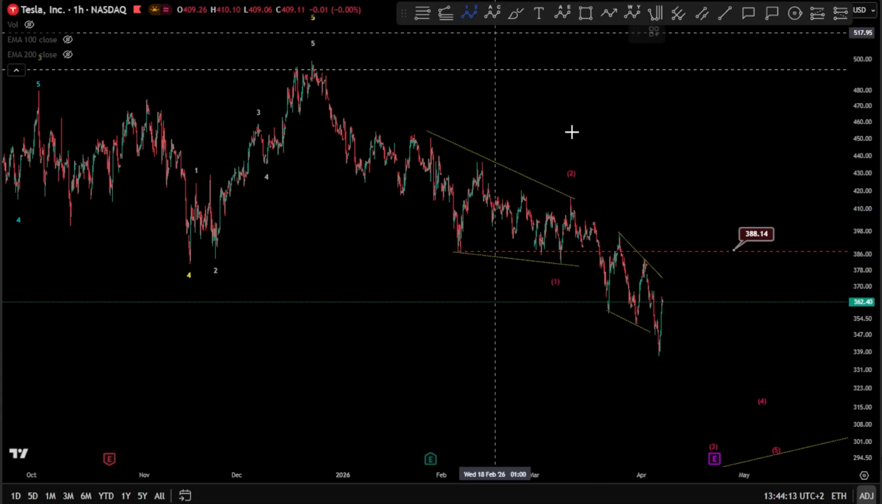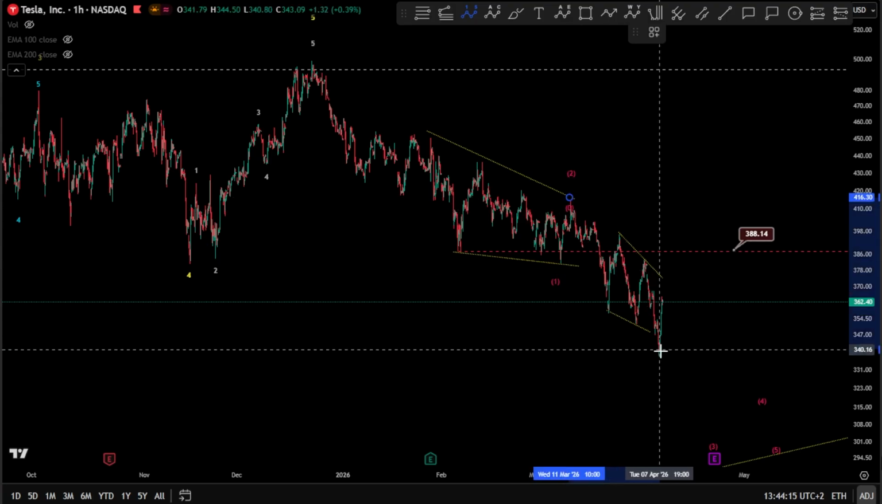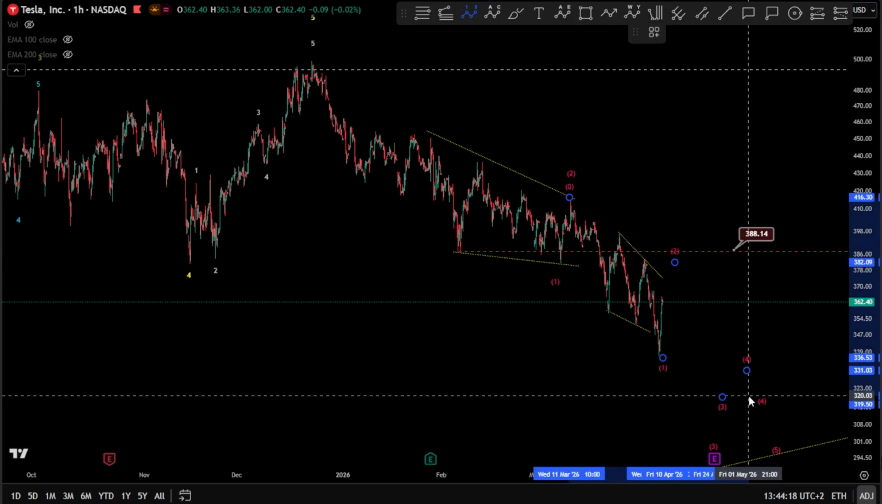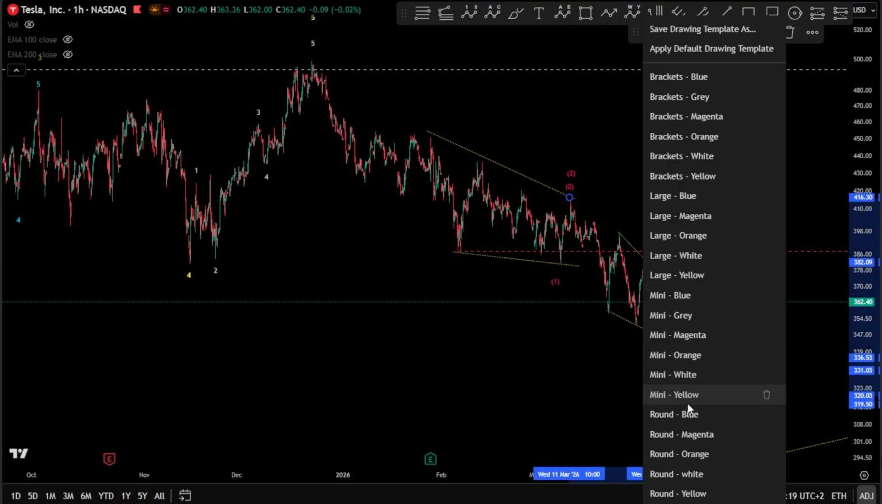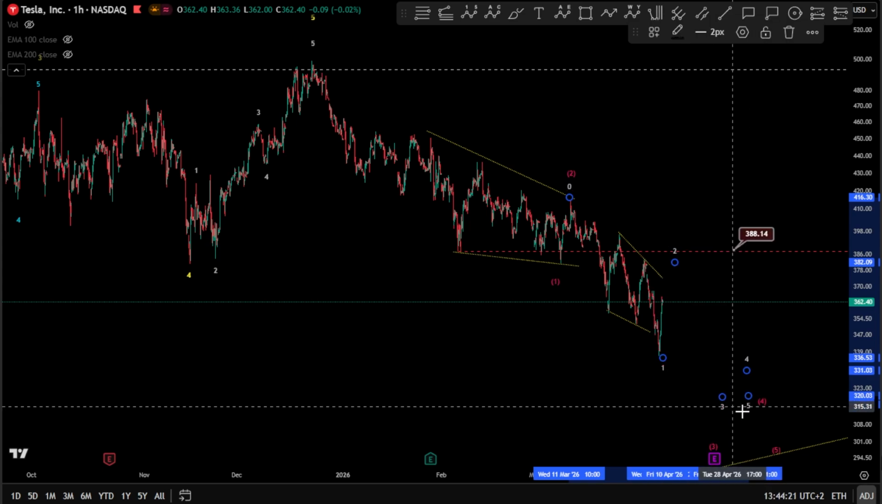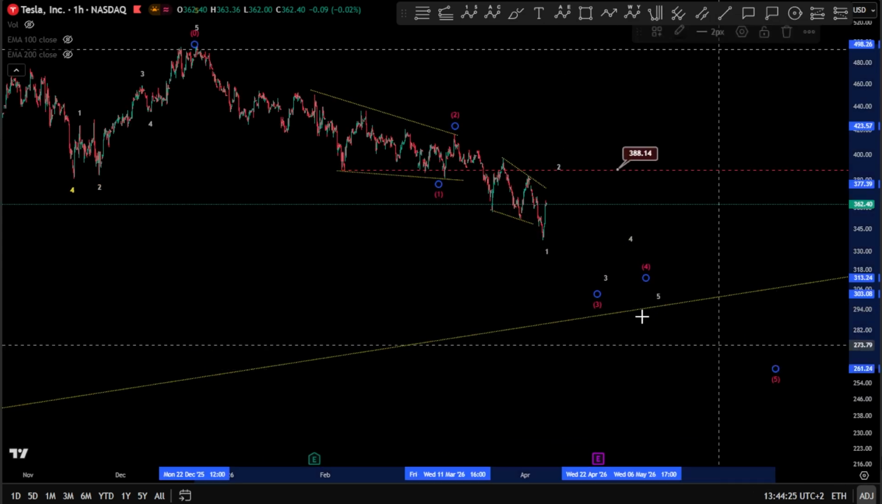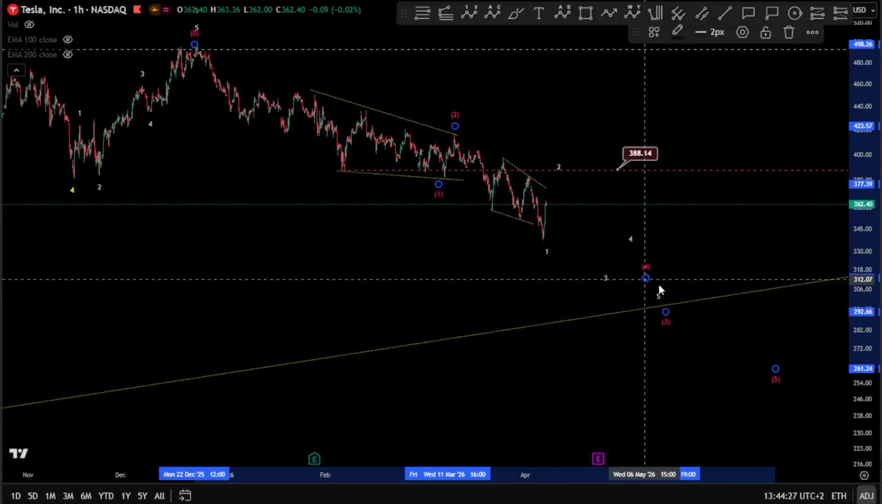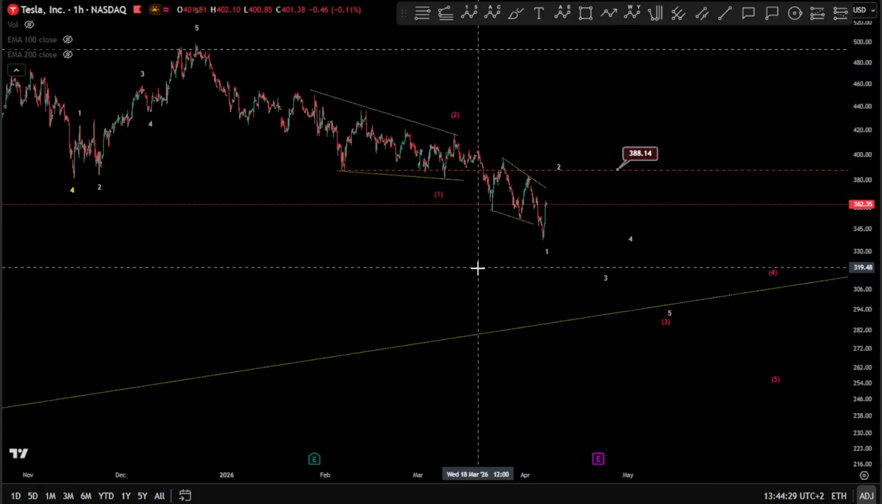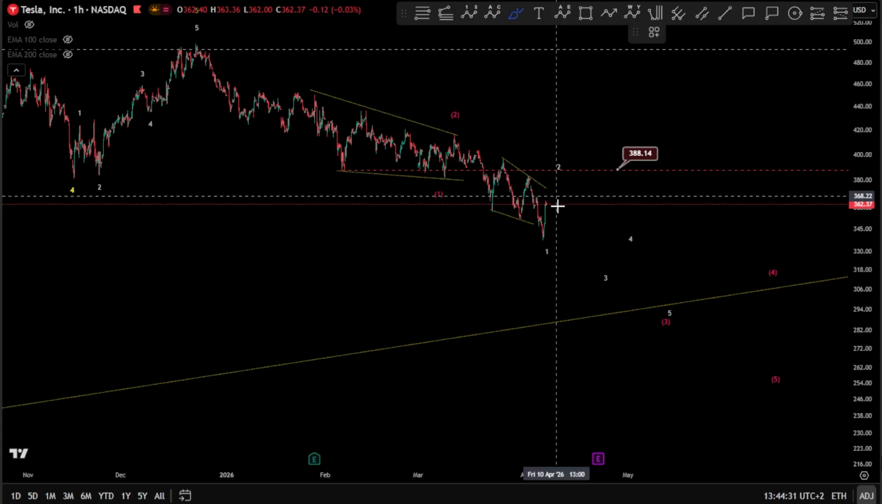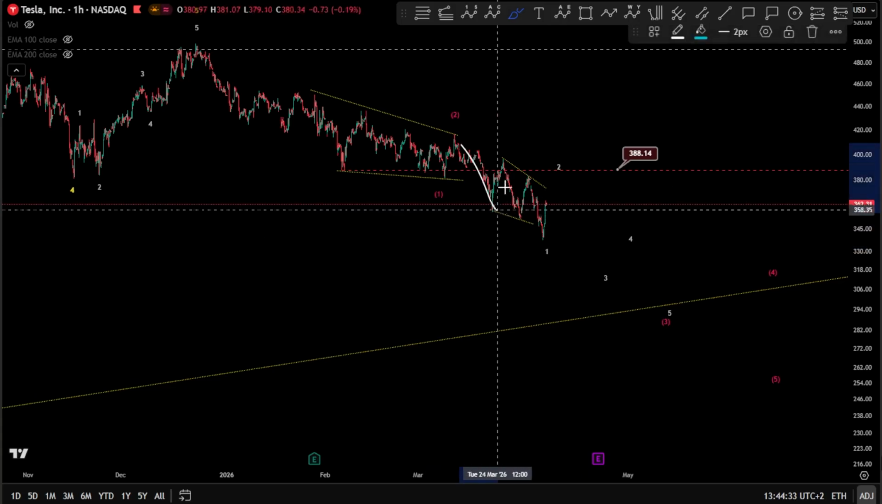Sorry, it should be here. The wave 1, 2, 3, 4, and a 5, as well as a gray scenario wave 3 that it might be unfolding over here. So very likely that yes, we might seek still for lower here for Tesla, despite the move toward the upside here yesterday based on the news.